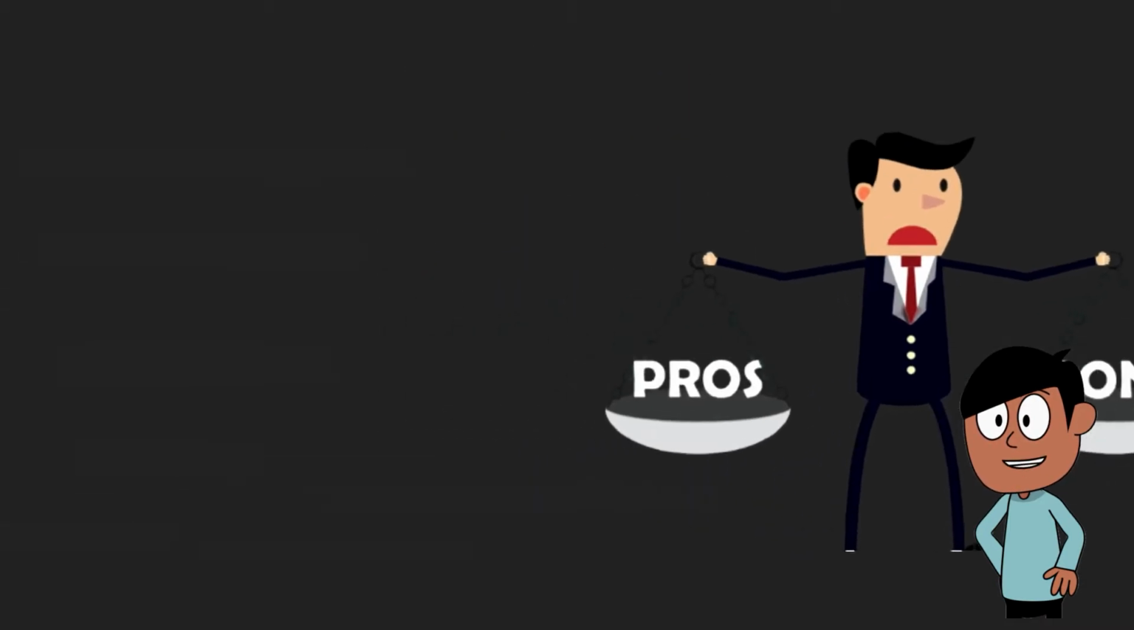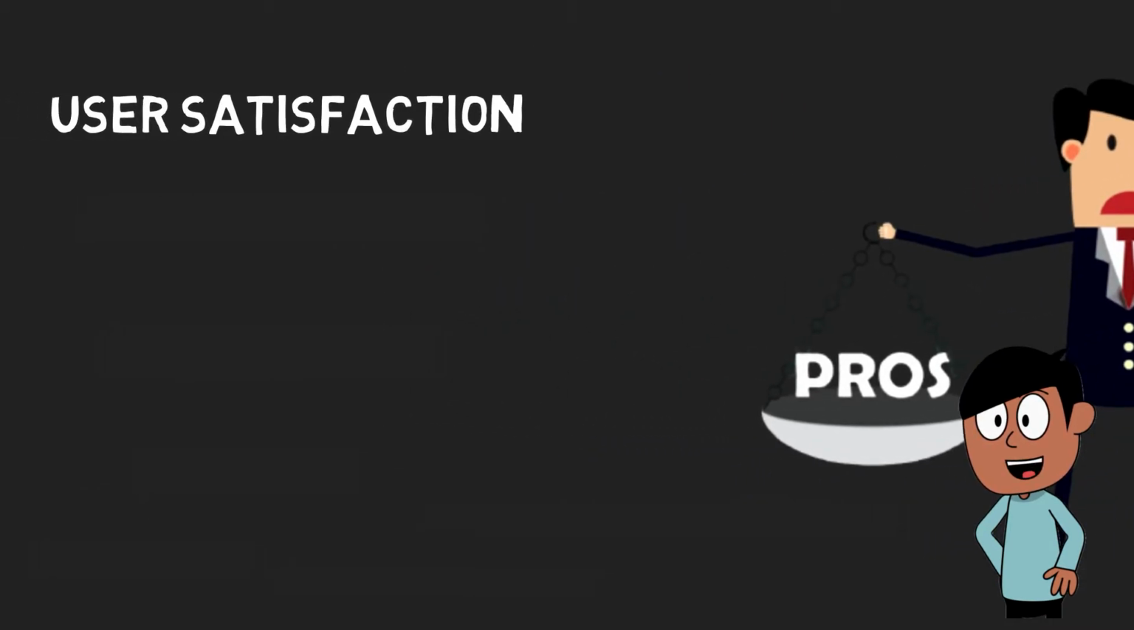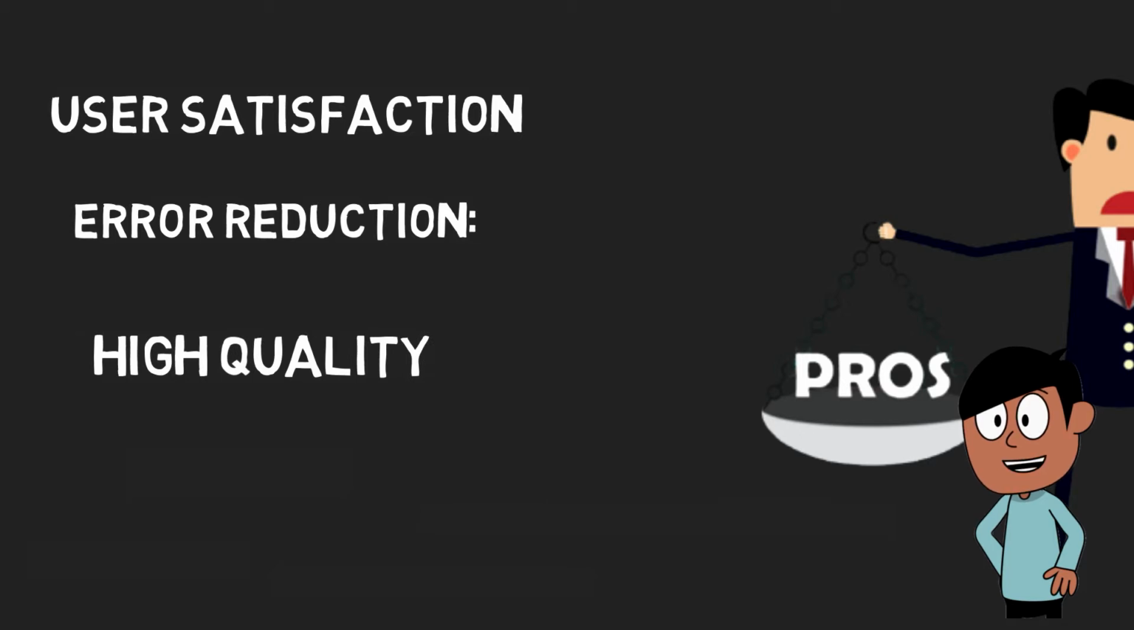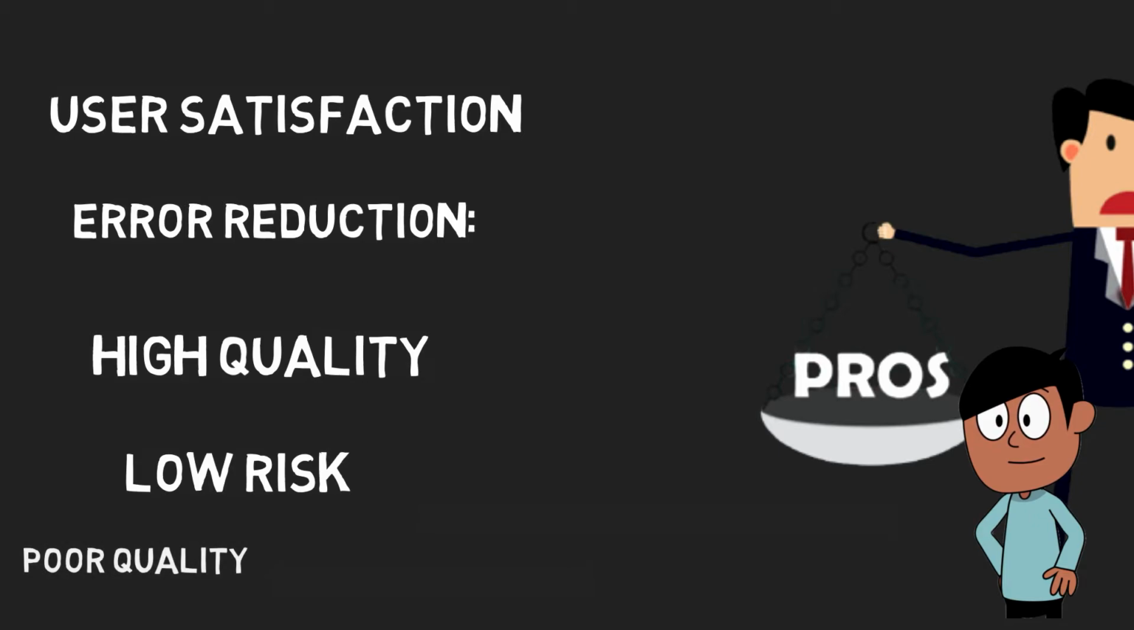First in the list is user satisfaction. The user gets satisfied and gets the full chance of experimenting with a partially developed system. Second is error reduction. As each version is created with customers, it reduces errors because the core modules get tested thoroughly. Third is high quality. As the user gets satisfied with every version, it produces a high quality product. And lastly, low risk. There is a significant reduction of risk as a version is implemented.